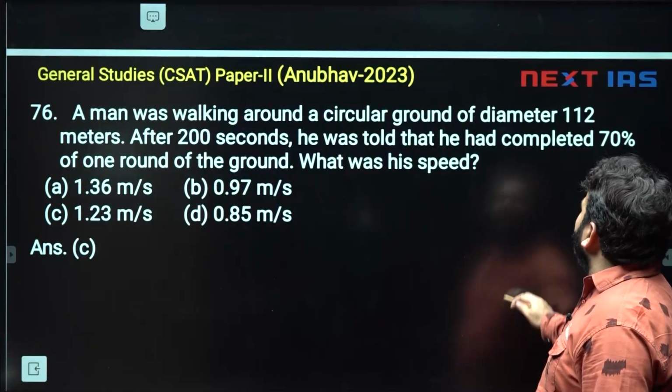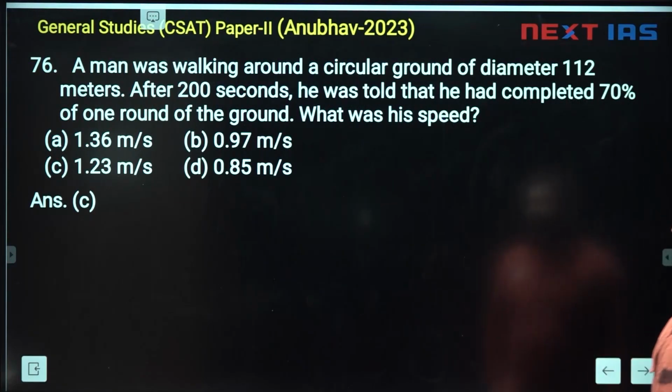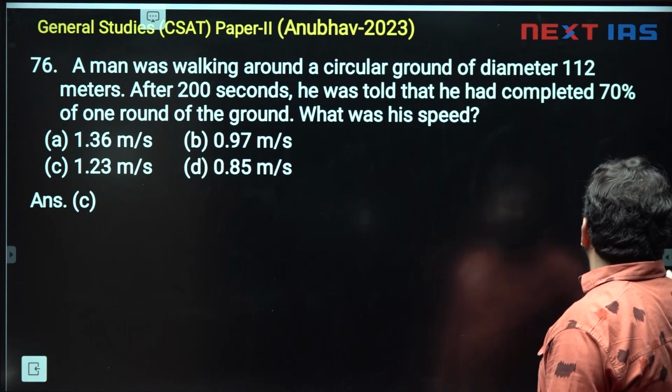A man was walking around, next question, a circular ground of a given diameter. After 200 seconds, he was told that he had completed 70% of one round of the ground. What was his speed?